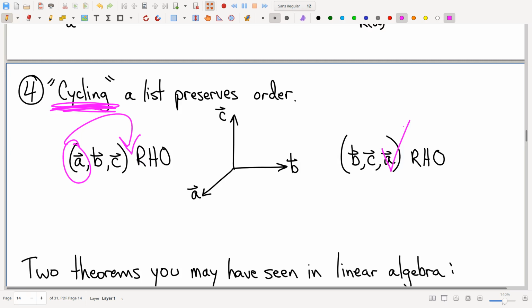Notice as I have my hand arranged here, I'm pointing in the direction of these three vectors A, B, C. As I have my hand arranged here, I am pointing my fingers in the direction of A, B, C, just different ones in different orders. And geometrically, cycling looks like this little motion right here. And of course, this is my right hand, and this is still my right hand. And so that's why it preserves order. Okay. Geometric intuition.